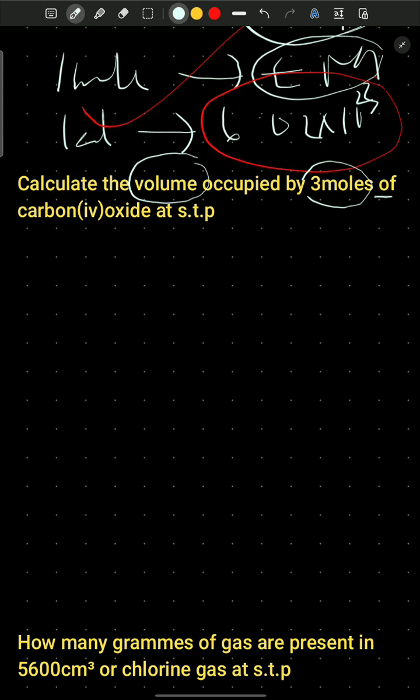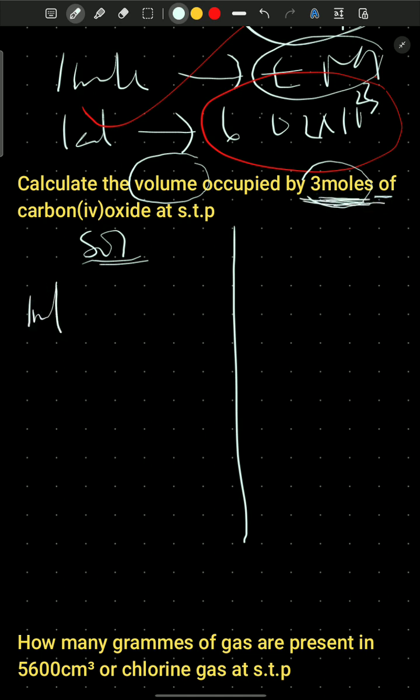So the first thing we do is to write our solution. The question says that we should find the volume that 3 moles will give us. We have known from our understanding that 1 mole of any substance will produce 22.4 dm cube. Can you see that? So 3 moles, what will 3 moles give us?